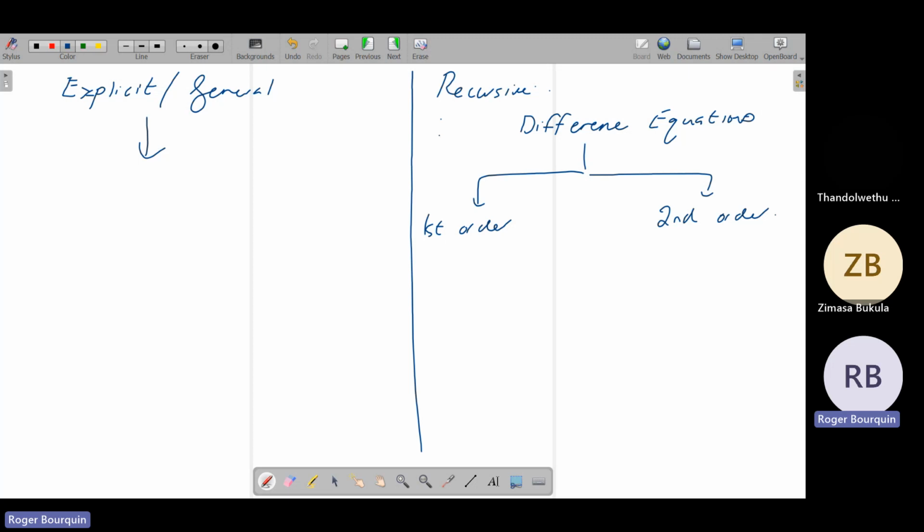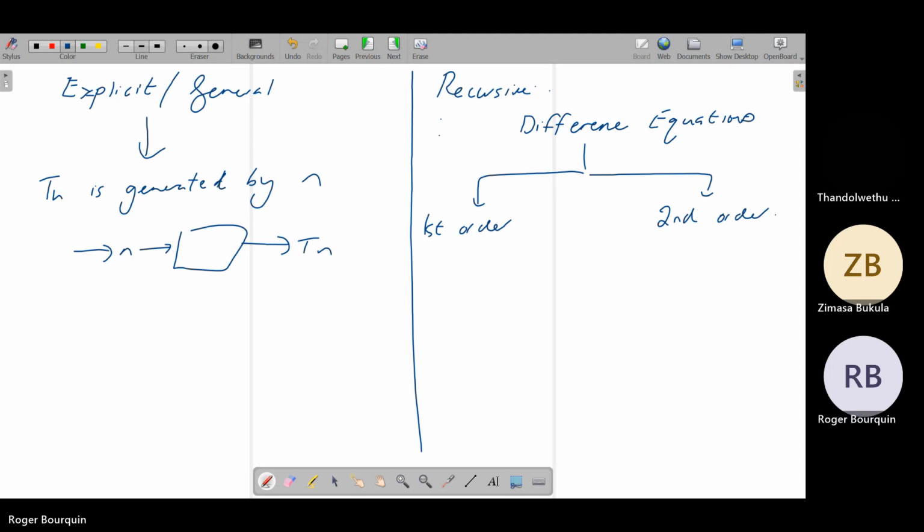Now, in a general formula, Tn is generated by, if you know n, you can put n into a formula, and what comes out is Tn. So they're very easy to work with. The problem is that quite a lot of models cannot generate a term based on n. Not possible.